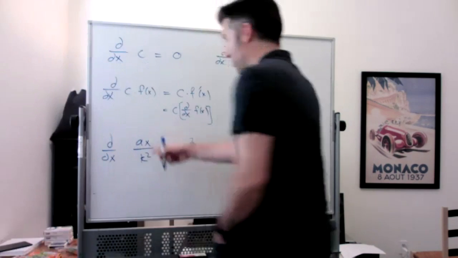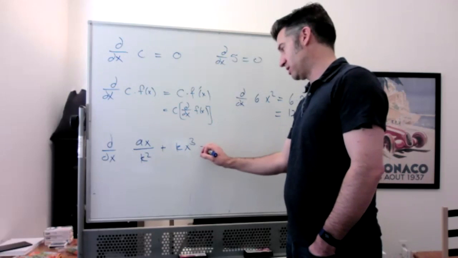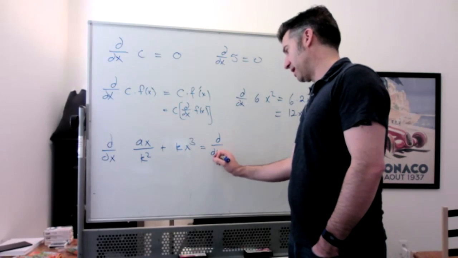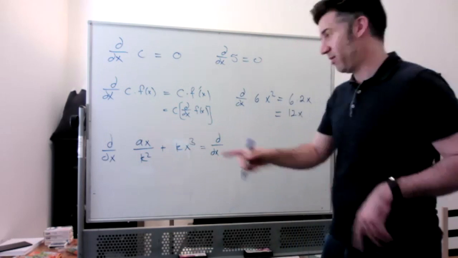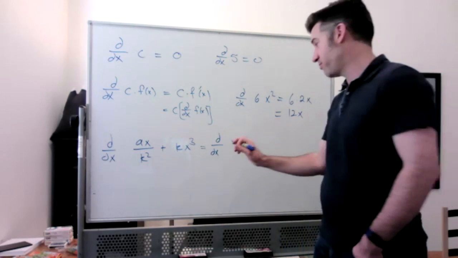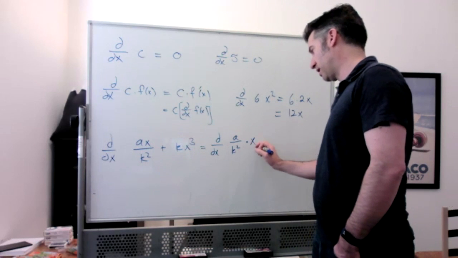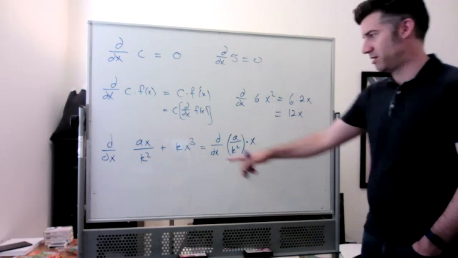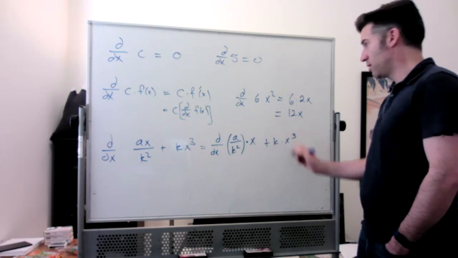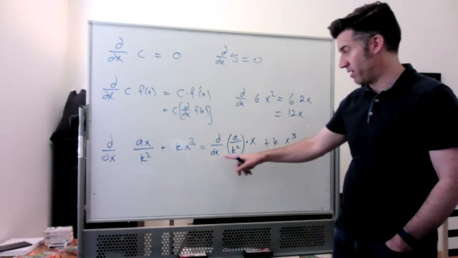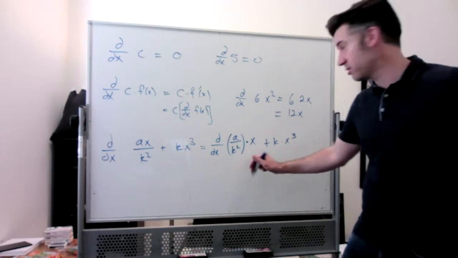If I was doing this question, before I started differentiating I would rewrite it just slightly. I'm going to write the constant times the variable. I'm going to write ax over k squared as a over k squared times x. And k times x cubed is already written that way. And now when I take the derivative of a constant times a function, the constant hangs out.